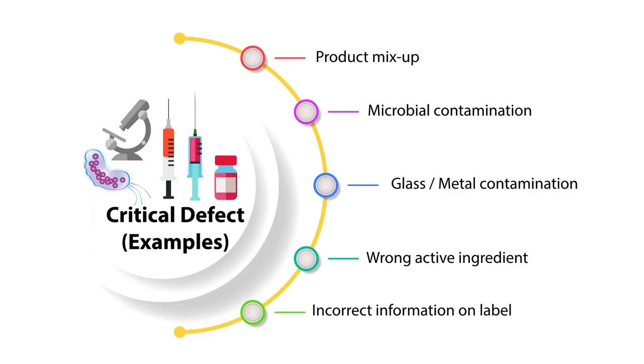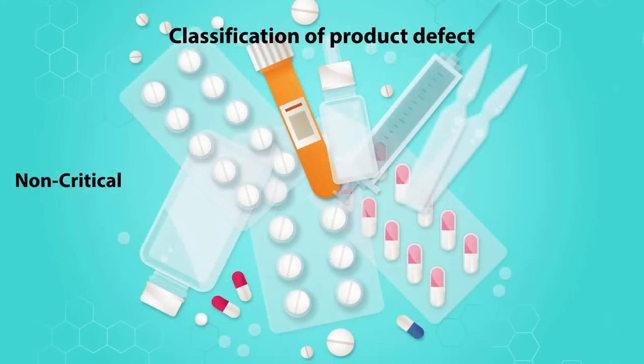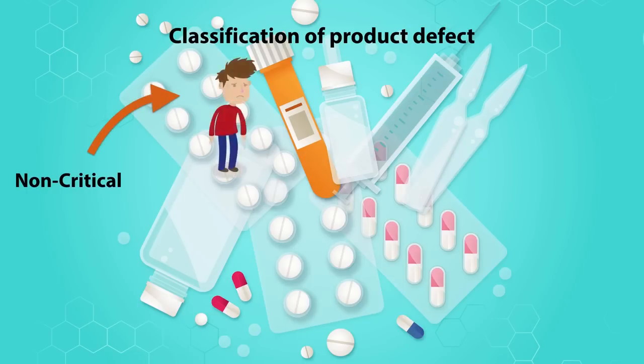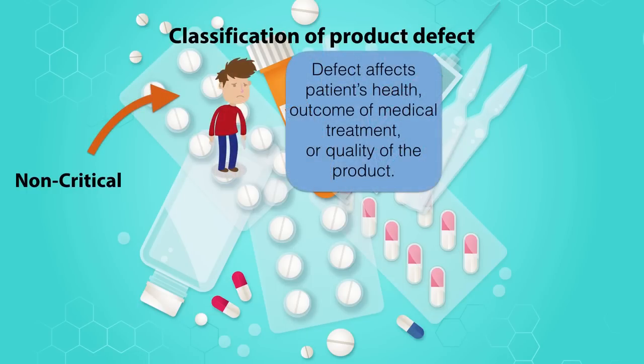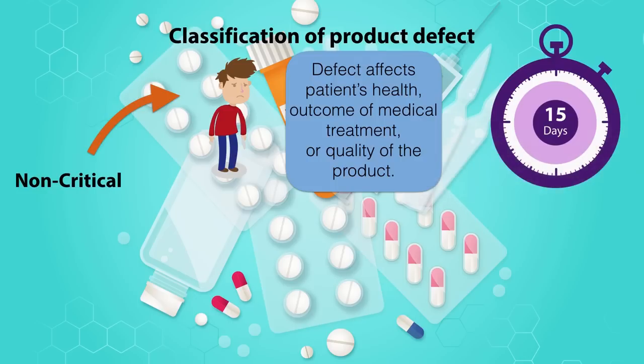Now, we will move on to non-critical defects. There are two types of non-critical defects: the reportable non-critical defects and the non-reportable non-critical defects. A reportable non-critical defect may affect the patient's health, affect the outcome of the medical treatment, or significantly affect the quality of the therapeutic product. You are required to report such defects to HSA within 15 calendar days.